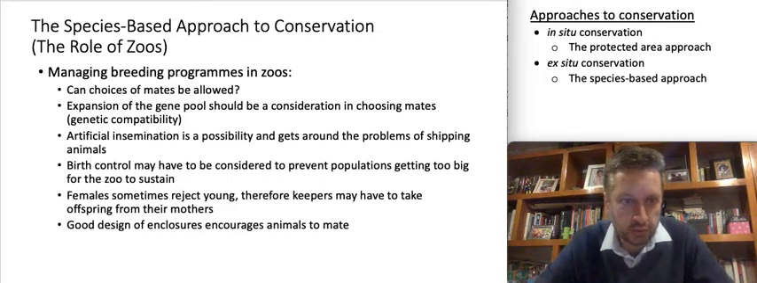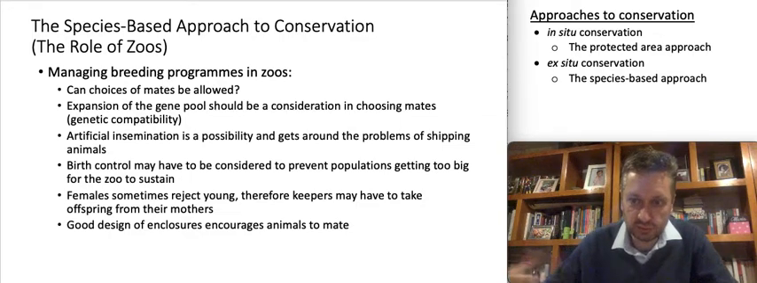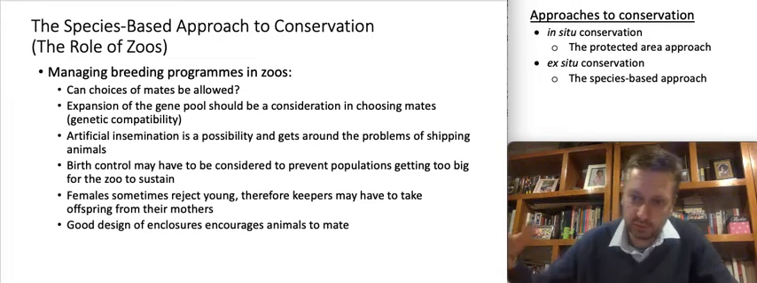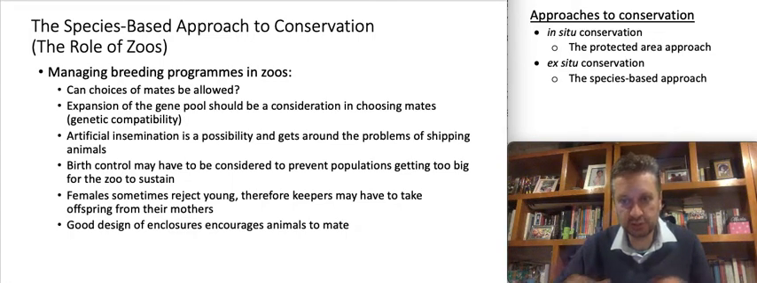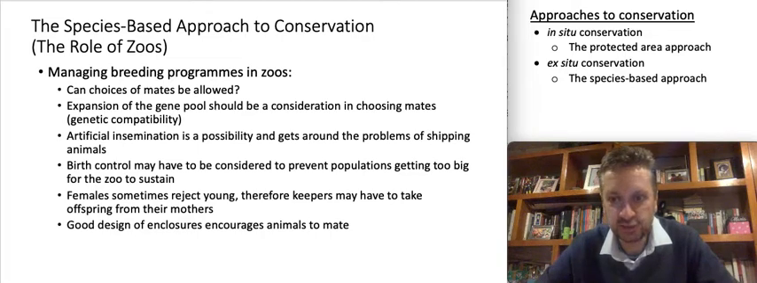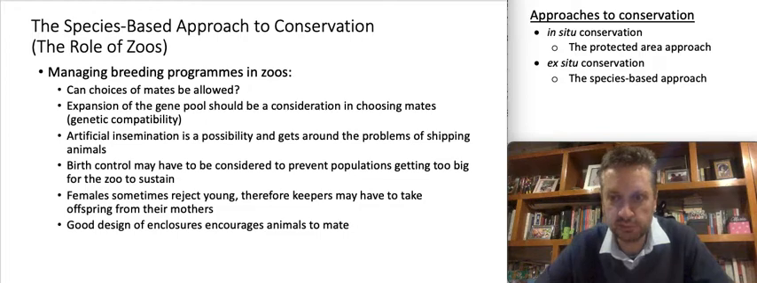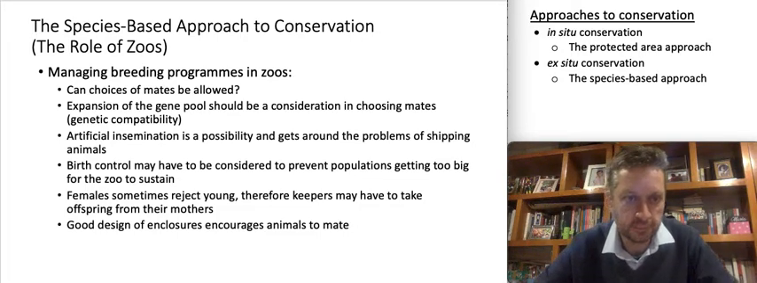A good breeding program should allow freedom of choice of mates. They should allow expansion of the gene pool, and that's done again through allowing animals to choose their mates. And although on the other side of that might be that you have to, certainly in terms of very small populations, ensure genetic compatibility, ensure you have big genetic variation in the gene pool. You have to avoid as much as possible inbreeding of closely related animals.